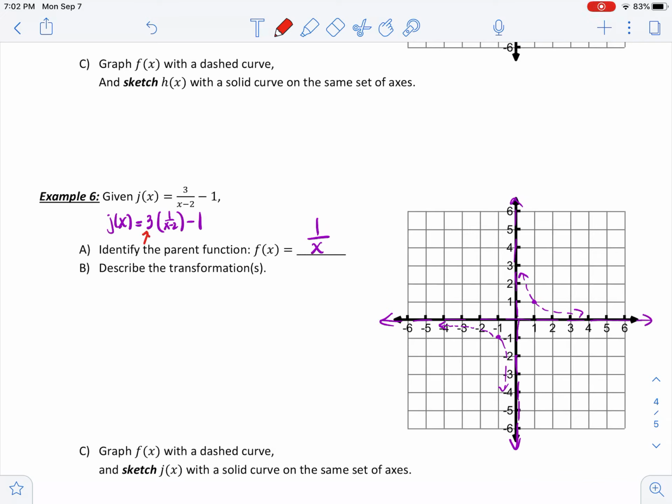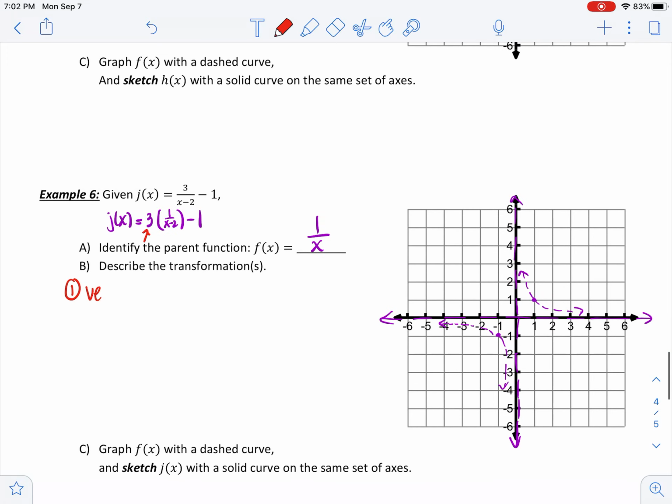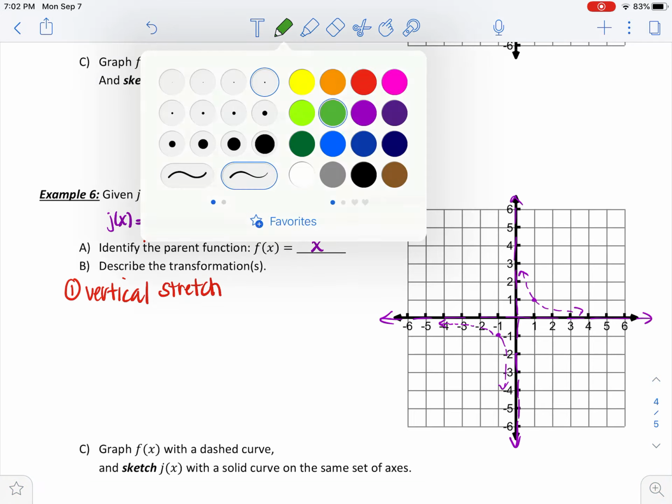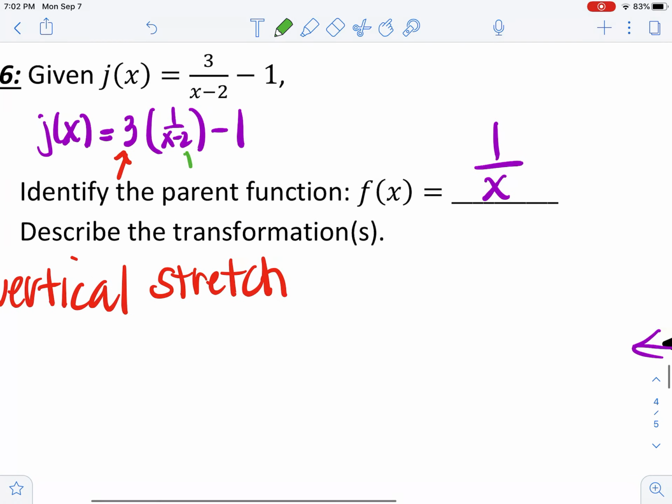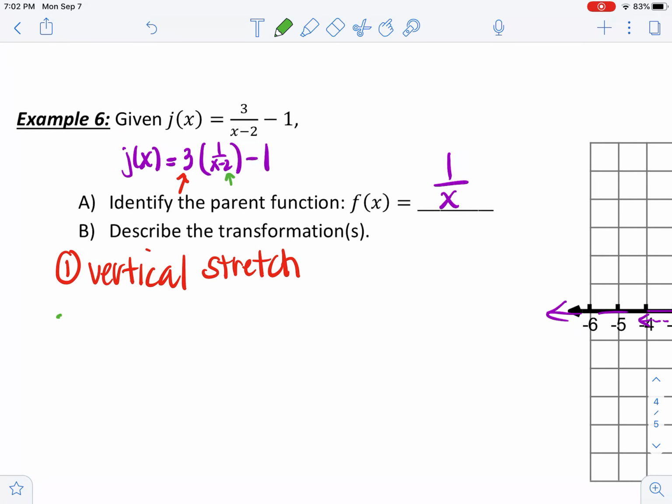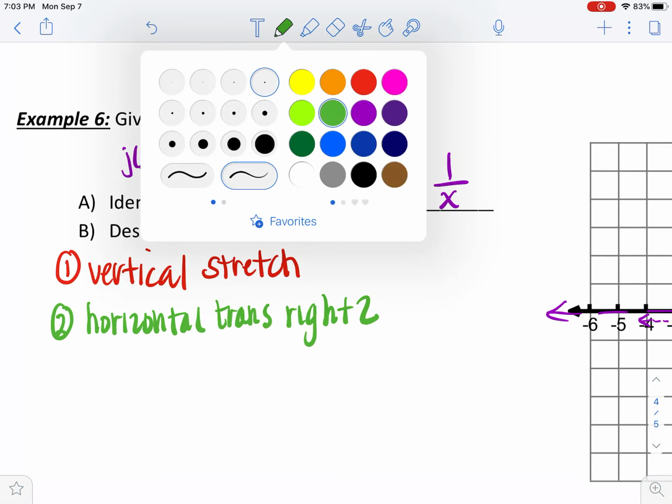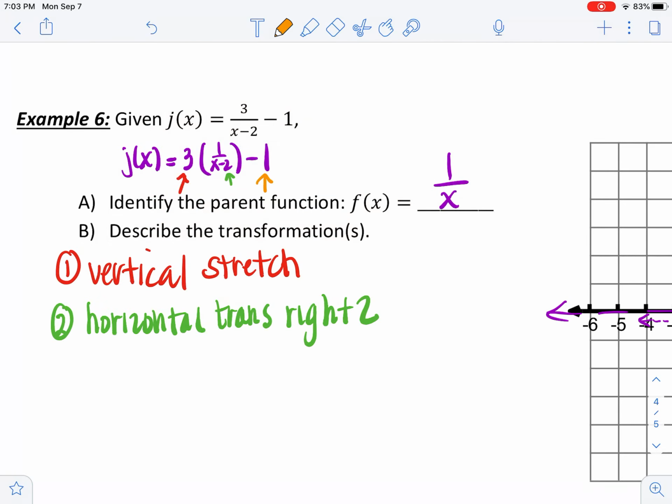All right, let's describe the transformations. This is a 3 in front of my function, so that's vertical. And then the 3 is going to stretch it. This is a minus 2 right here, so that's going to move it right 2 because it's coming off of x. So I'm going to say horizontal translation right 2. And then last but not least, vertical translation down 1.